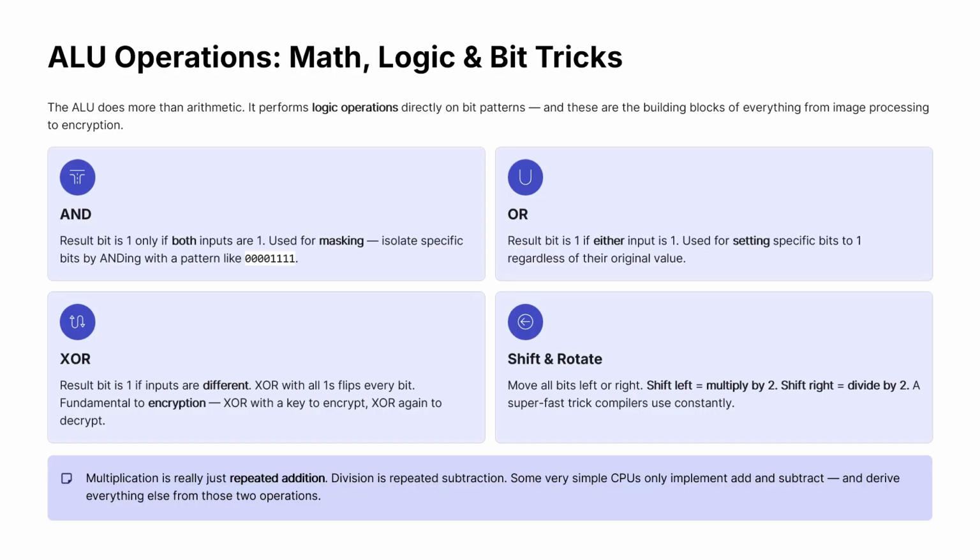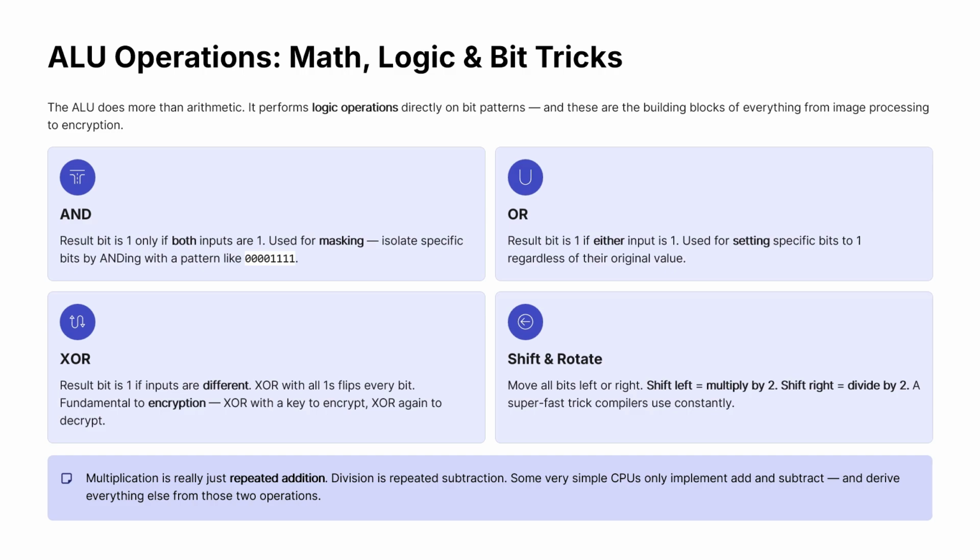Let's zoom into the ALU. What kind of math and logic does it actually perform? The obvious stuff: addition, subtraction, multiplication, division. But here's a fun fact. Multiplication is really just repeated addition. Division is repeated subtraction. Some very simple CPUs only implement add and subtract, and derive everything else from those.